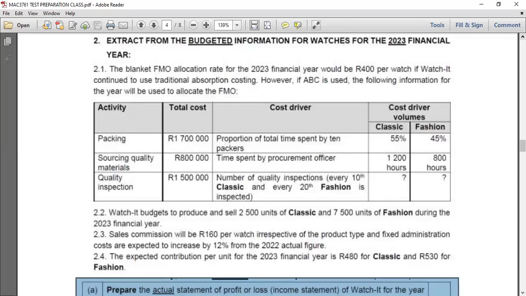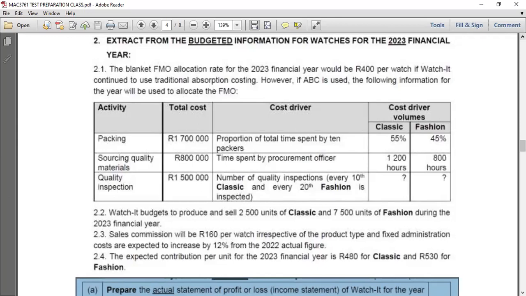The expected contribution per unit for the 2023 financial year is 480 for classic and 530 for fashion. While given the contribution, there's no need for us to calculate the contribution. It's given.